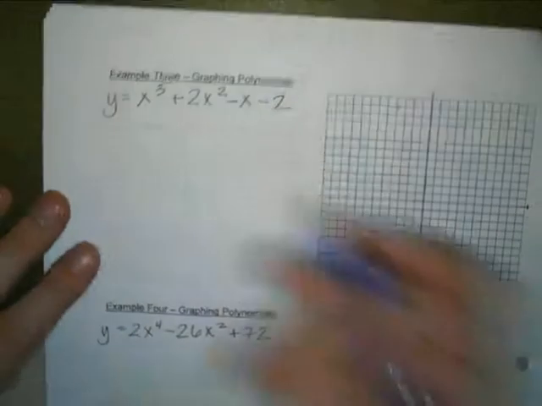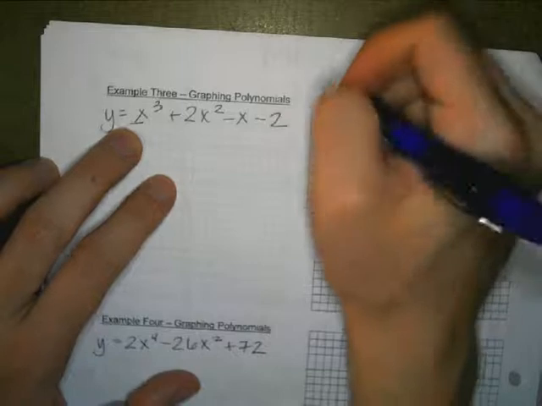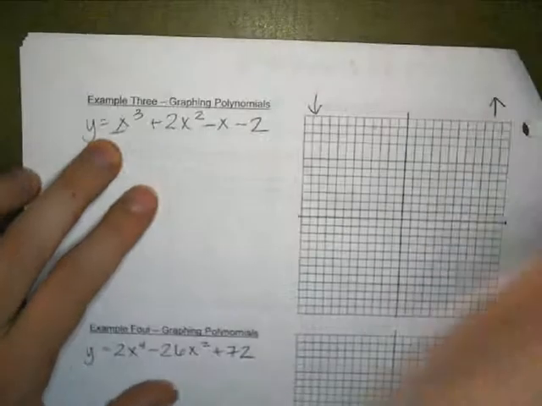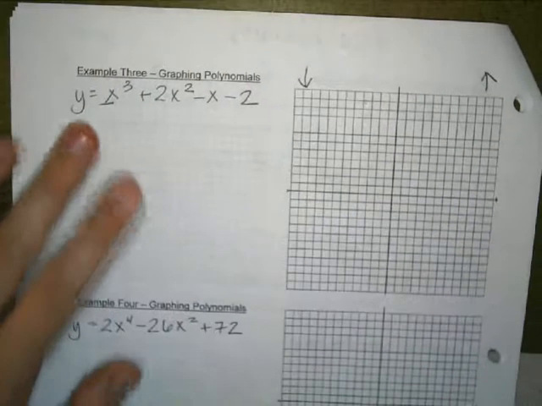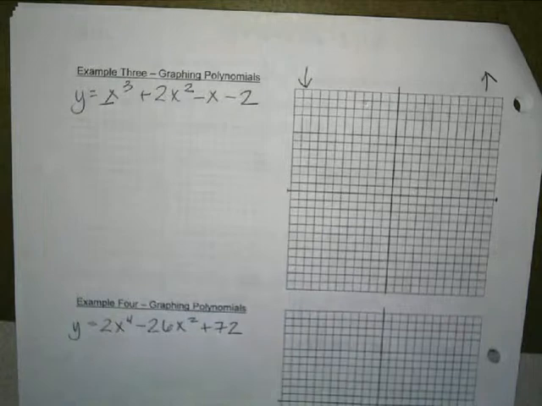Okay, go ahead and flip. Okay, here's another one. Positive leading coefficient, odd degree. So there's my end behavior. Then I'm going to set this equal to 0.